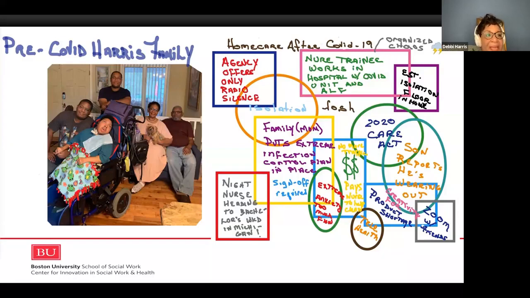So this is our rendition of the calm pre-COVID Harris family, and it is difficult to get a photo of us because my husband does not like to take pictures, but we did get him in the photo. We're all organized and everything is just in order. So that's us pre-COVID. But I wanted to talk about Greg's comments and the 9/11, and that was emotional for us as well.